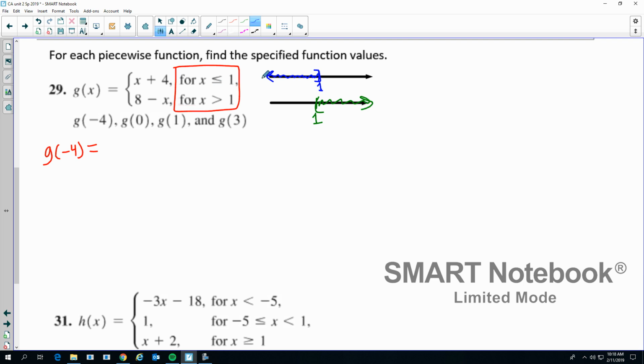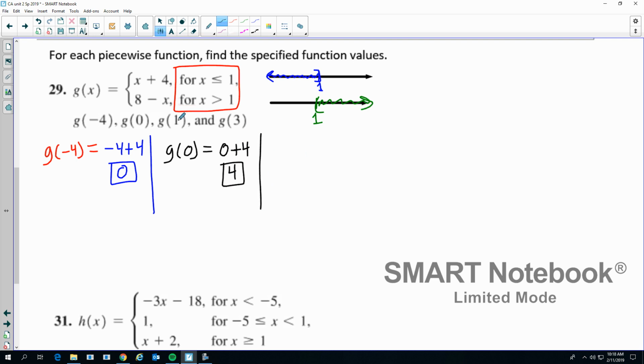So we're going to plug in -4 into the top equation. -4 plus 4, well, that's just 0. There you go, first one's done. The next one, we're going to do g of 0. Look on your number line, where is 0? 0 is actually in the blue part again. So we're going to plug it into the top one. 0 plus 4 is 4. There you go, done. It's not too bad. We've done this stuff before, just not with piecewise.